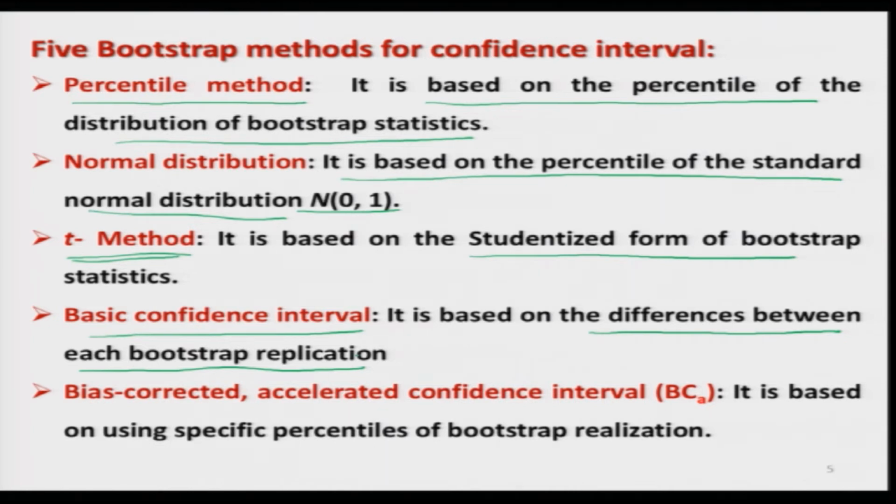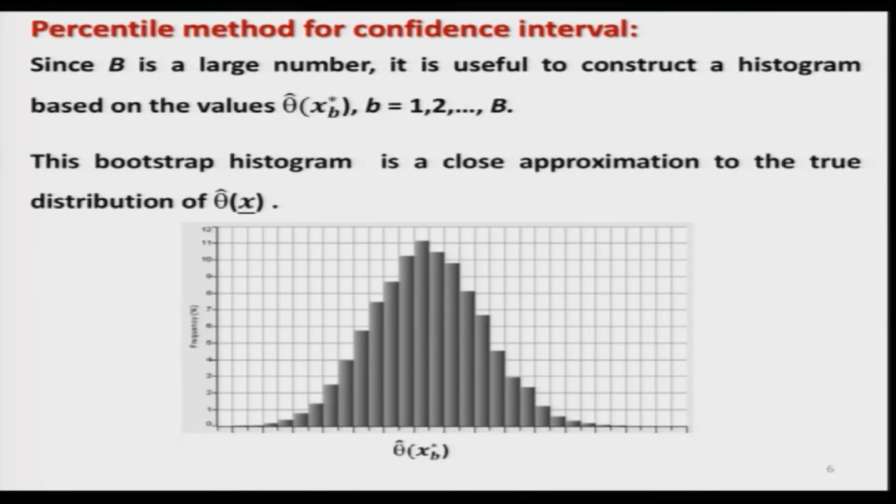And finally, we will consider the bias corrected accelerated confidence interval, which we indicate here by BCa, and it is based on using the specific percentile of a bootstrap realization, which is a different way to compute the percentile. So first, let me try to explain the basics behind the percentile method of confidence interval.